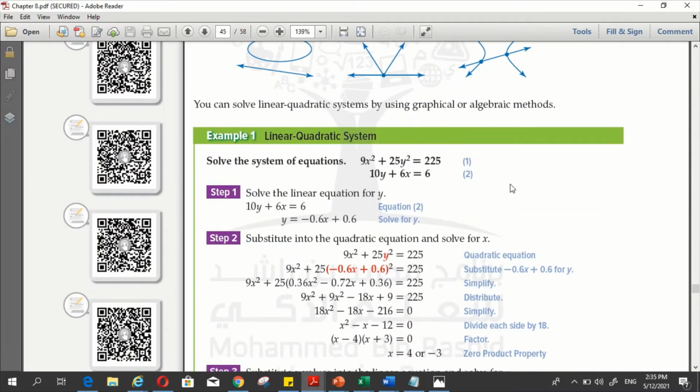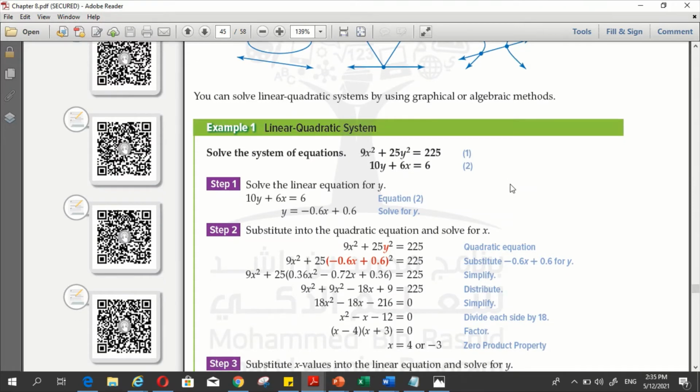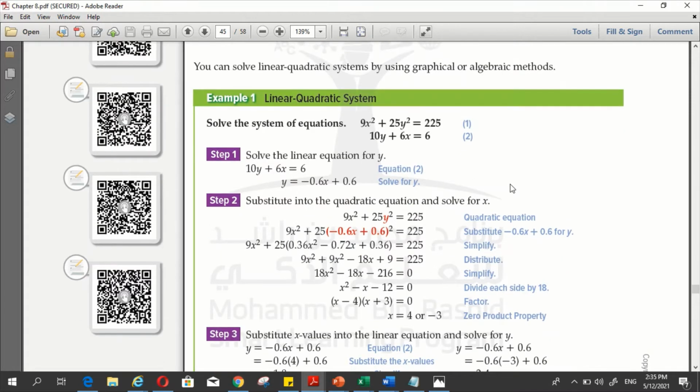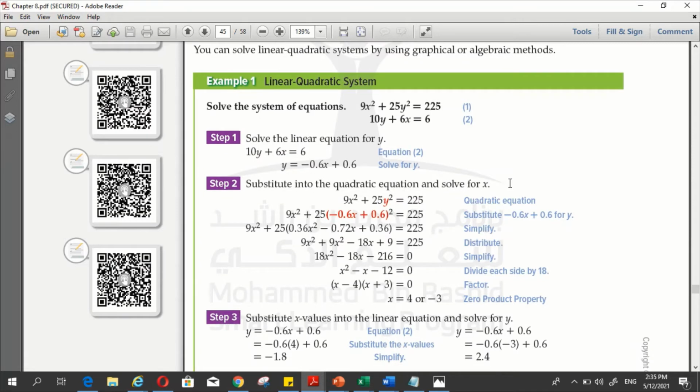That leads us to start by solving a linear with a quadratic system algebraically. For example, the first equation is quadratic: 9x squared plus 25y squared equals 225. The second one is 10y plus 6x equals 6. Now solve the linear equation for y.